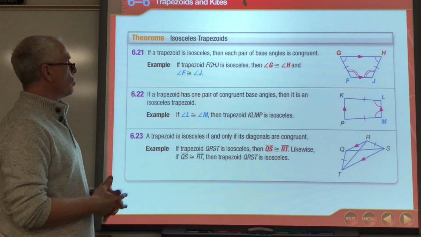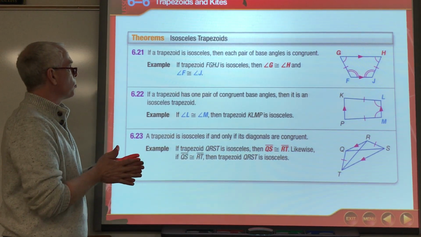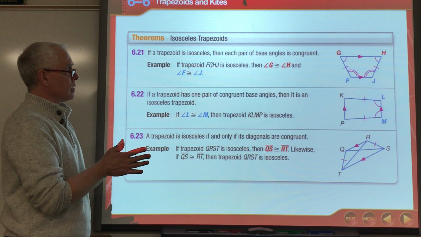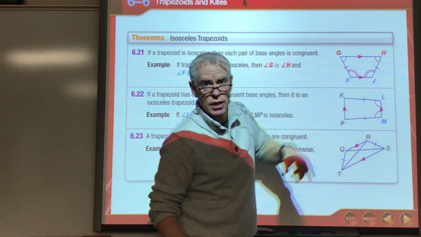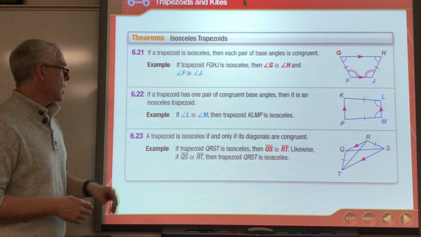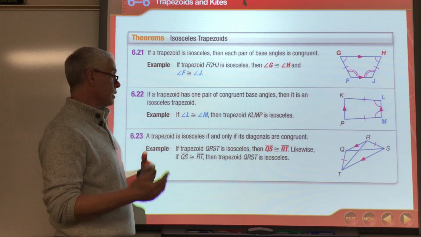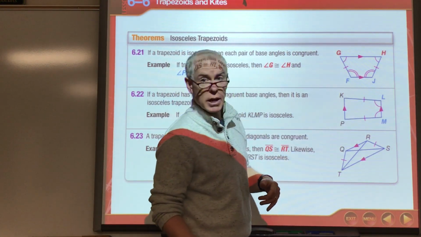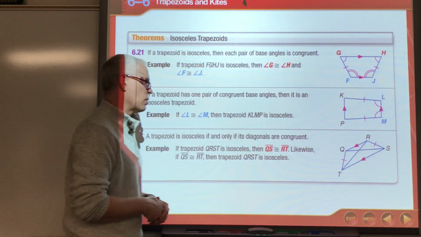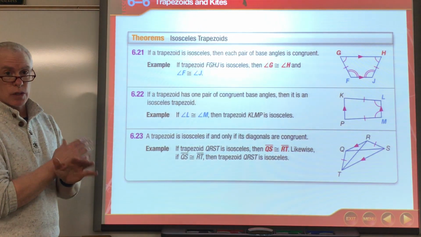Okay, some things that are true about an isosceles trapezoid. I know that the legs are already congruent, but if a trapezoid is isosceles, the base angles are congruent. So F and J are congruent, G and H are congruent. If a trapezoid has one pair of congruent base angles, then it's isosceles. So if I told you this was a trapezoid, and I showed you that those base angles were congruent, it would have to be an isosceles trapezoid. And if it's an isosceles trapezoid, the diagonals are congruent.